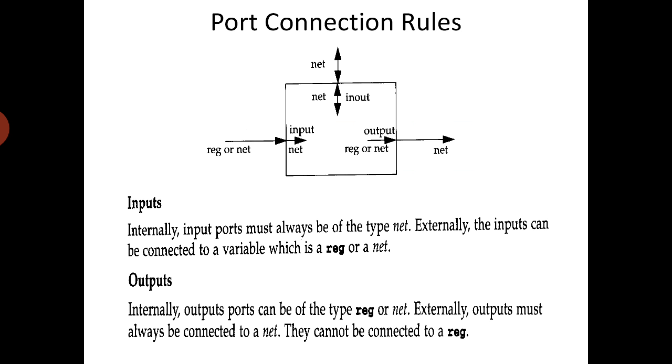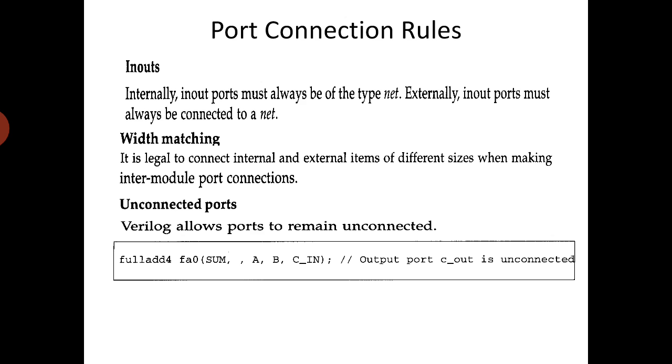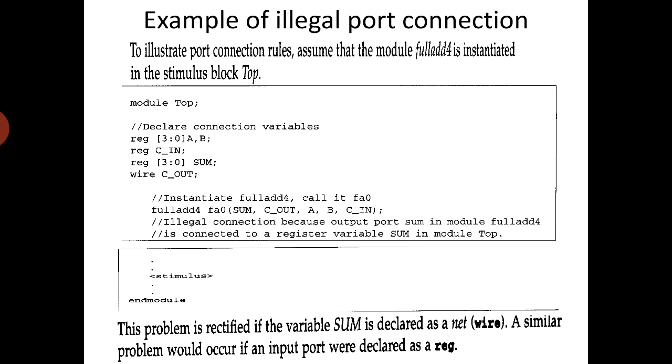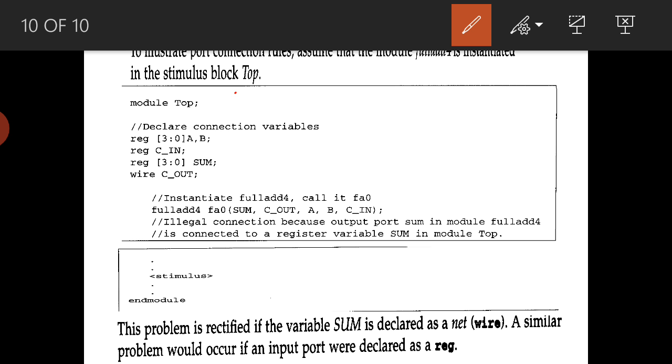And how to declare the port declaration. Here is an example of an illegal port connection. To illustrate, assume the module is a full adder, full add 4 is the module name, and it is instantiated in the stimulus block. So in the stimulus block top, I am instantiating full add 4. Here I am declaring A and B as registers, and sum is output here; this is the module name, instance name, and these are the port names. What is wrong here?